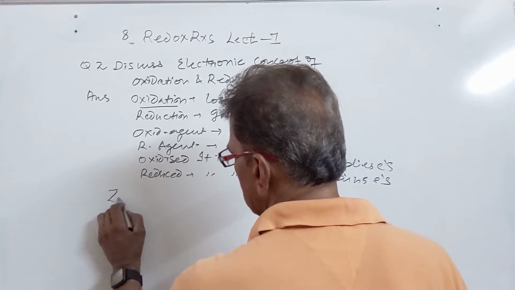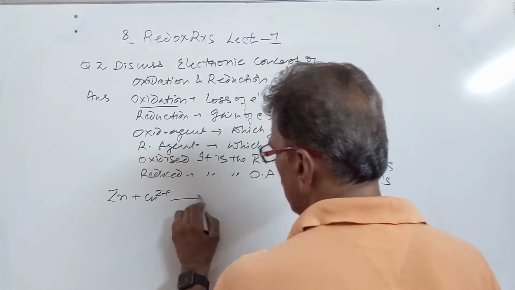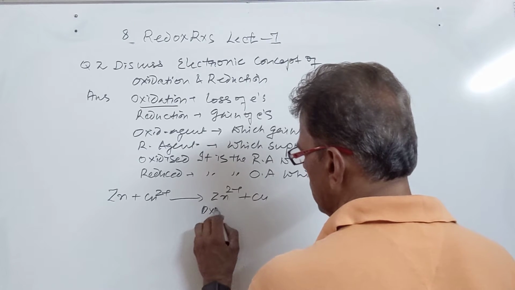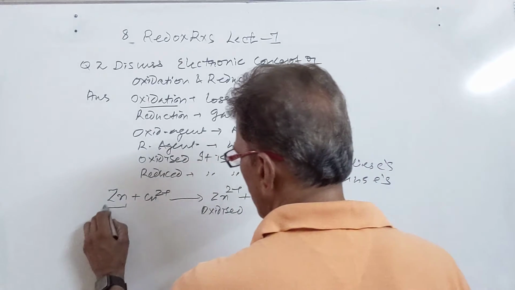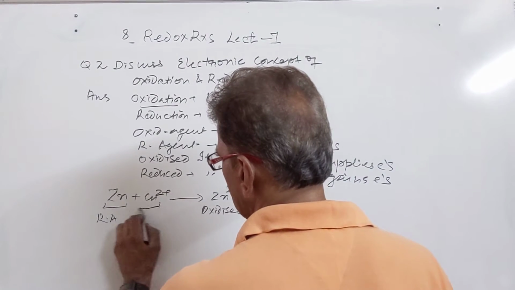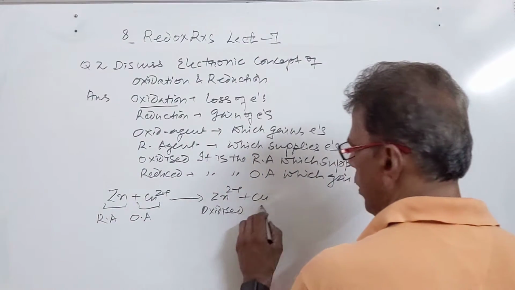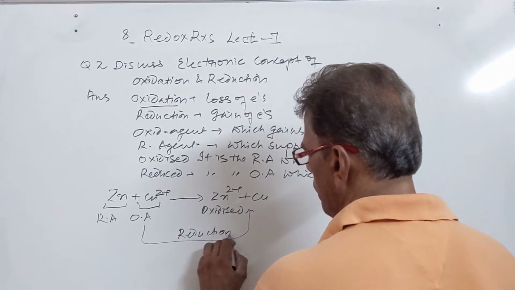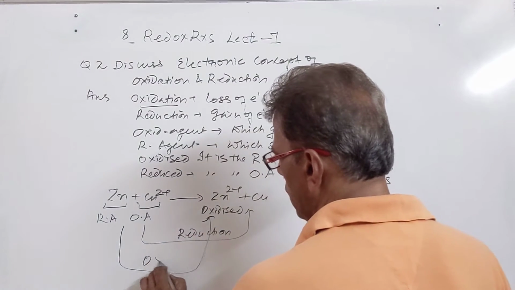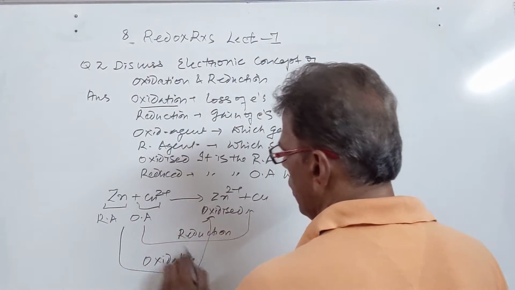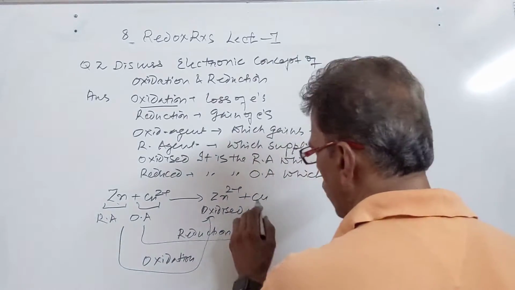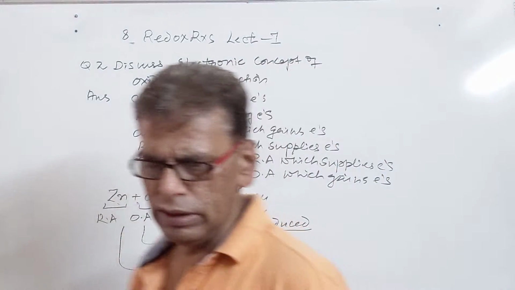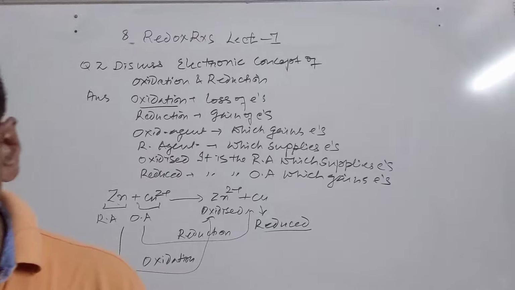Let us demonstrate this reaction. Zinc combined with copper 2 positive ion to give you zinc 2 positive plus copper. This is said to be oxidized. It has lost electron and called as reducing agent. This is the oxidizing agent gaining electron. From here to here, this is the process of reduction. From zinc to Zn2 positive ion, this is the process of oxidation. Zinc after losing electron is oxidized, copper after gaining electron, it is said to be reduced. So this is our electronic concept of the oxidation and reduction.